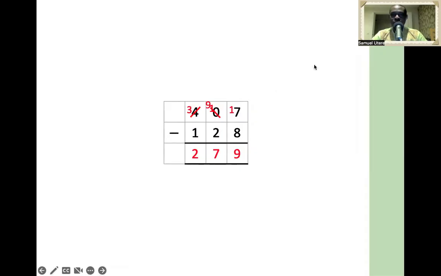And then here we have 9. 9 minus 2 will be 7. So 9 tens minus 2 tens will be 7 tens, which is 70. So this value 7 is what? 7 tens, which is 70. And then 300 minus 100 is 200.